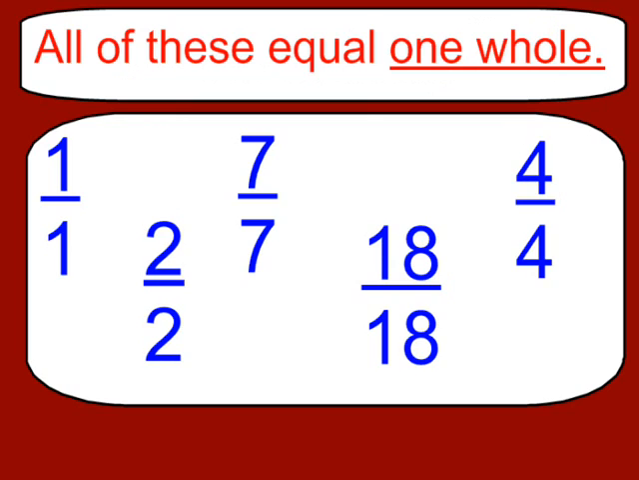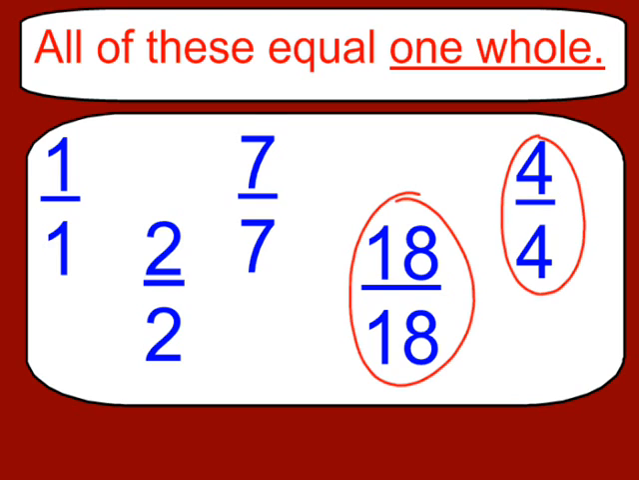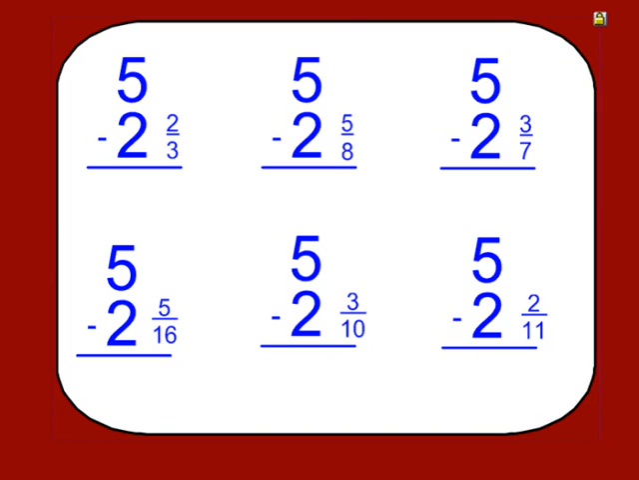So this is pretty important that you understand that all these equal one whole. 1 over 1 is one whole, 2 over 2, 7 over 7. All 5 of these are equal to 1. So why am I showing you that? Well, it's pretty important when you're subtracting whole numbers and mixed numbers.